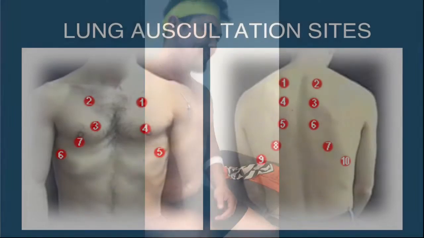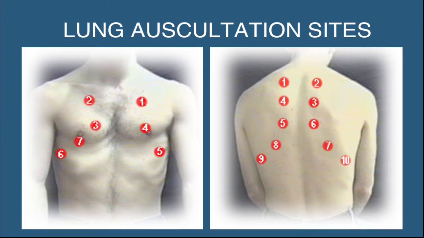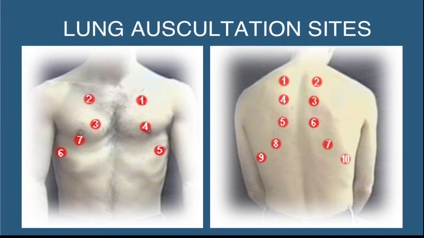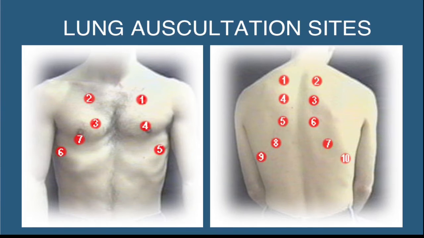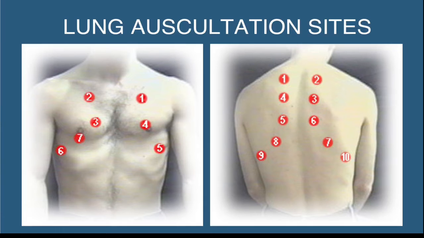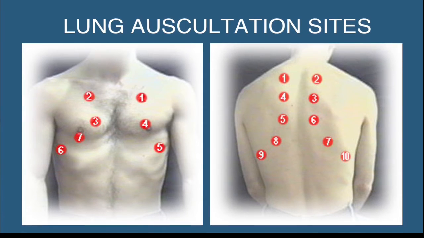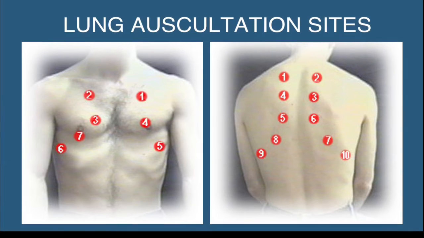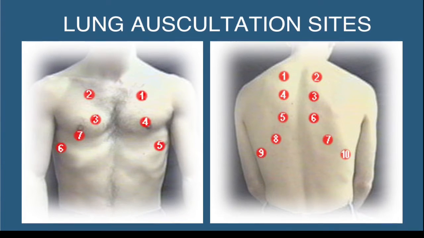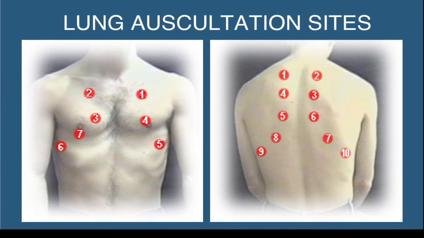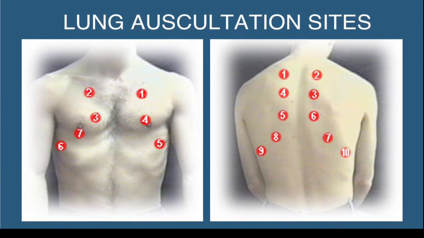Sounds great. So very similar to heart auscultations, we should explain this process prior to actually performing the test on the patient. Make sure that they know what we're going to be doing. On the front, we have 7 spots that we're checking for the breath sounds. So we want to make sure that there's no abnormal sounds like crackling or wheezing. And on the back, we're actually going to have 10 spots that we're checking those breathing sounds.